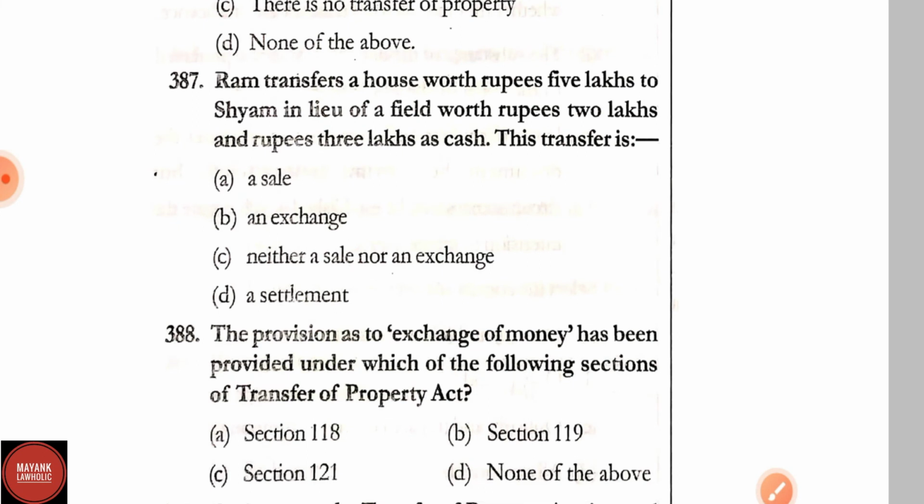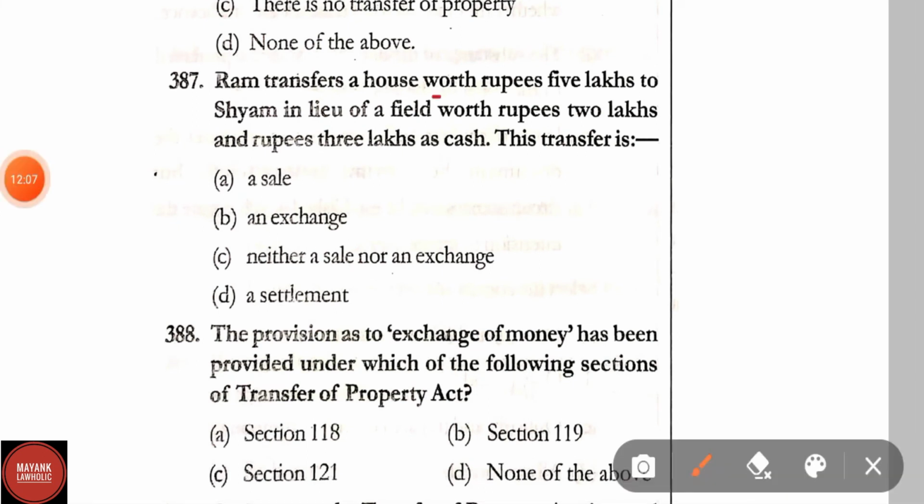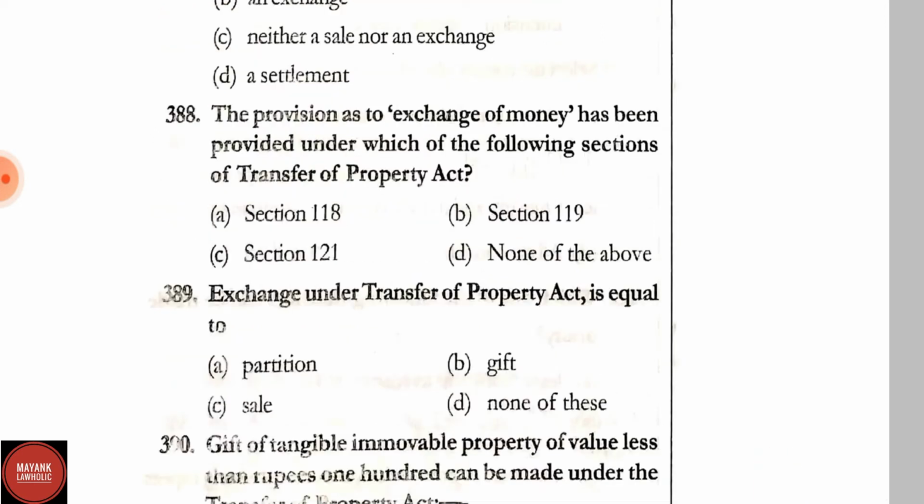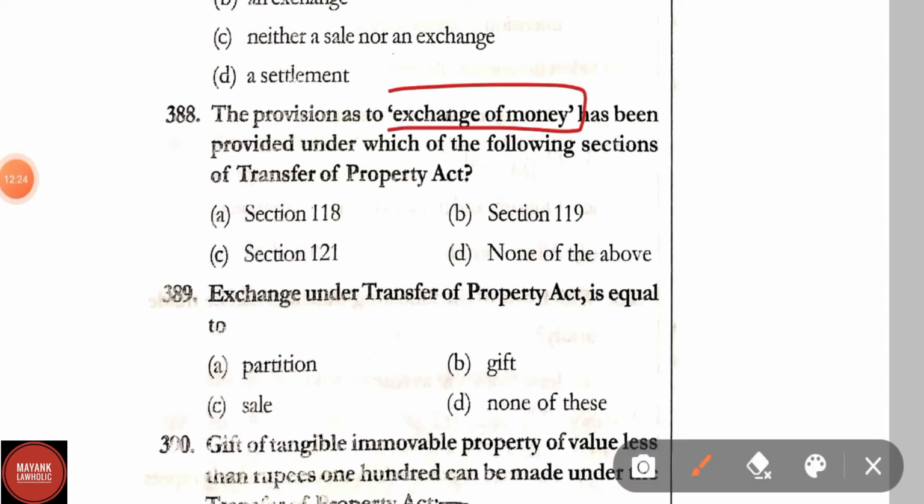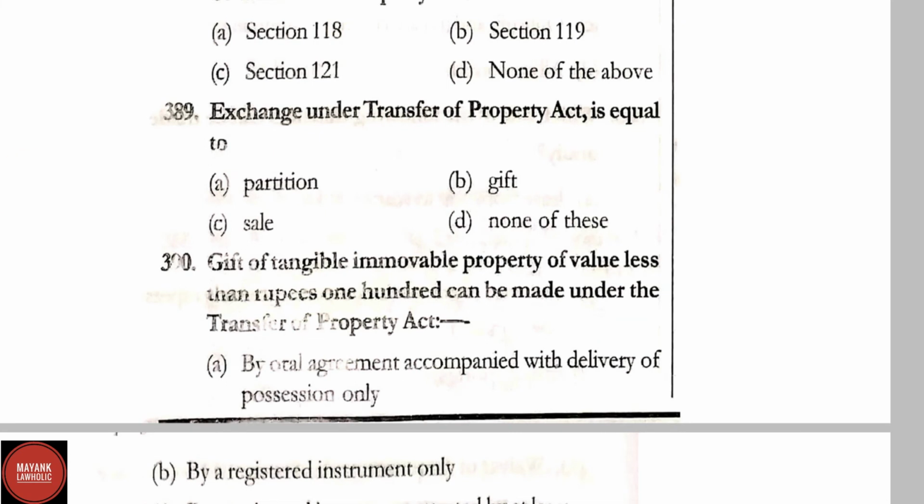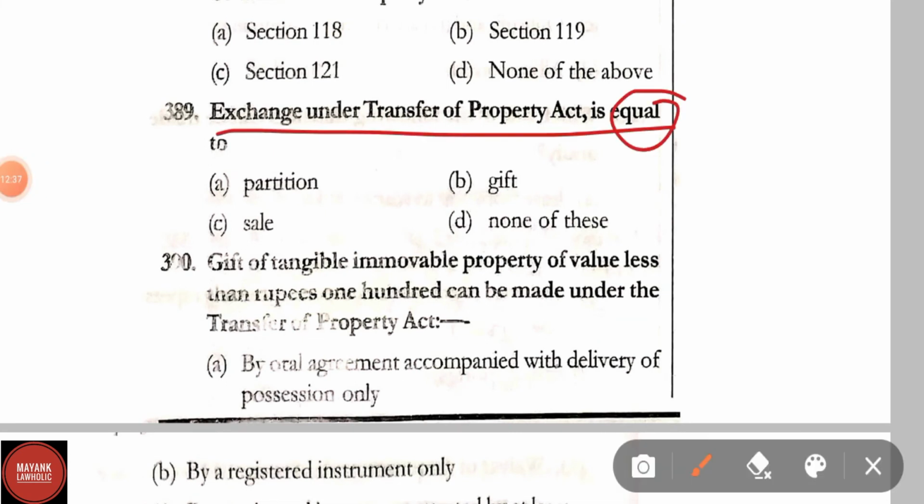Question number 387. Ram transfers a house worth rupees 5 lakhs to Shyam in lieu of a field worth rupees 2 lakhs and rupees 3 lakhs as cash. The transfer is a sale, an exchange, neither a sale nor an exchange, a settlement. Correct answer is option B, that is an exchange. Question number 388. The provision as to exchange of money has been provided under which of the following sections of the Transfer of Property Act? It is provided in section 121 of TPA. Question number 389. Exchange under the Transfer of Property Act is equal to partition, gift, sale, none of these. Exchange is distinct from partition, gift and sale.